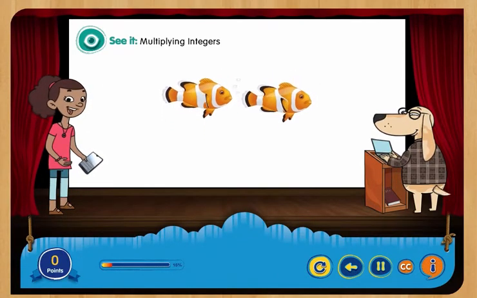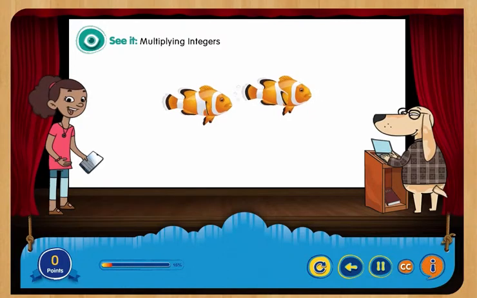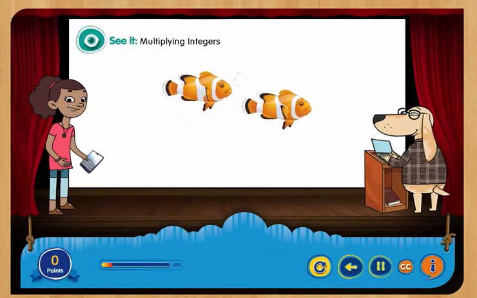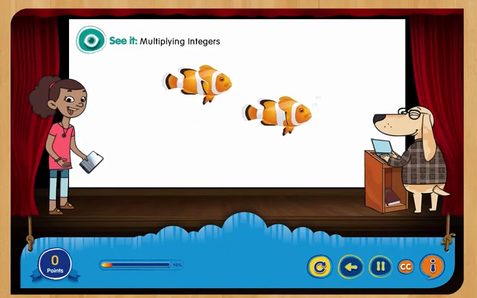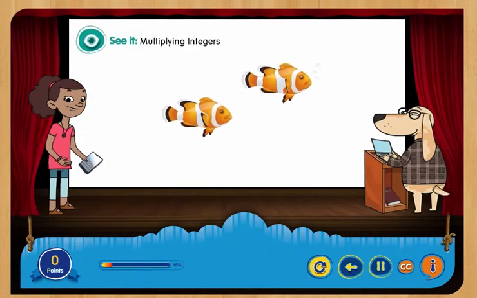Listen, speaking of multiplication, we've been adding and subtracting positive and negative numbers a lot in school, but when it comes to multiplying them, I'm lost. It makes no sense to me.